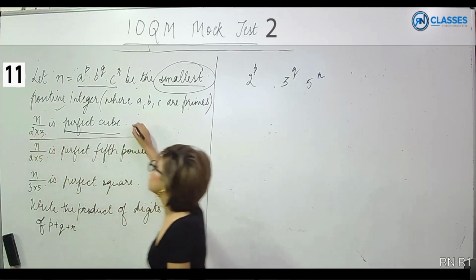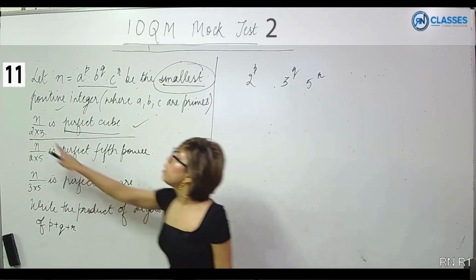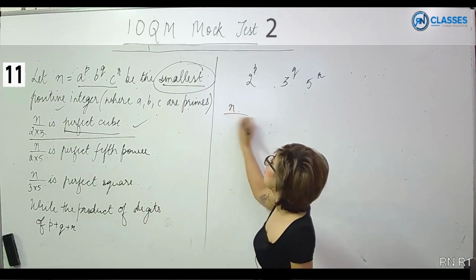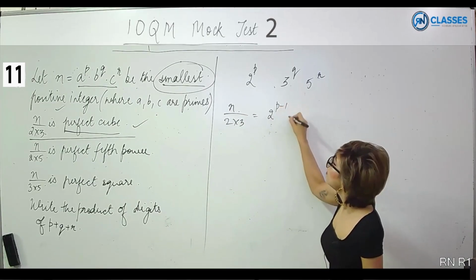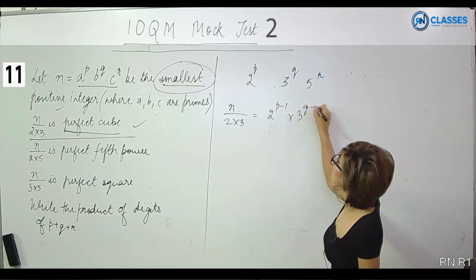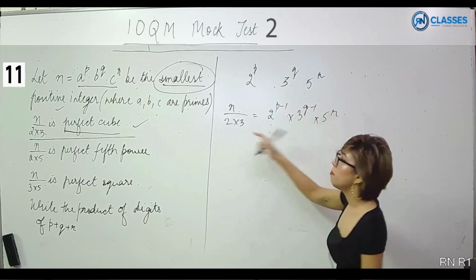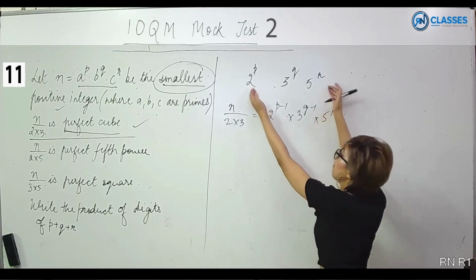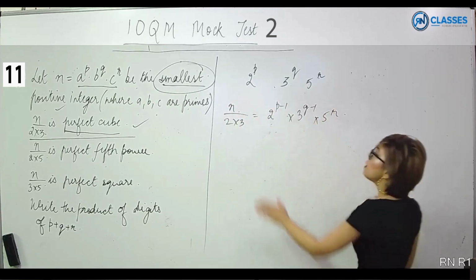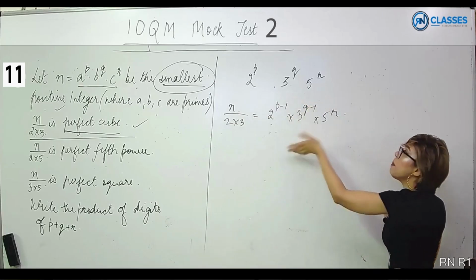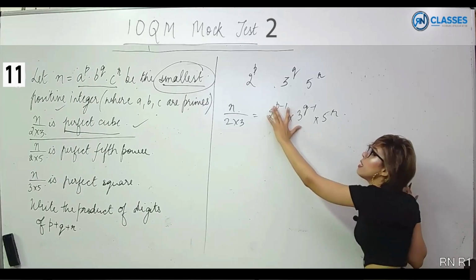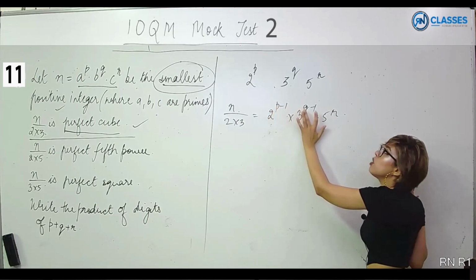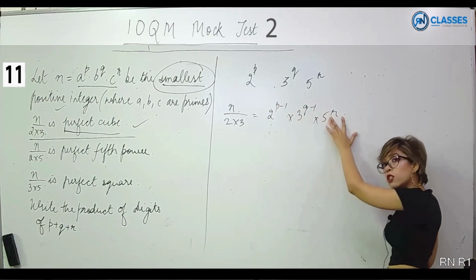Right? Let me tell you the first condition. Now it says n by 2 into 3. Now let me just write n by 2 into 3. I can rewrite this as 2 raised to power p minus 1 into 3 raised to power q minus 1 into 5 raised to power r. Is that fine? I've just substituted the value of n from here to here. Now he says this number is a perfect cube. Now I know if the number is a perfect cube, this has to be divisible by 3, so it has to be 3, 6, 9 and so on. Similarly 3, 6, 9 and so on, 3, 6, 9 and so on.